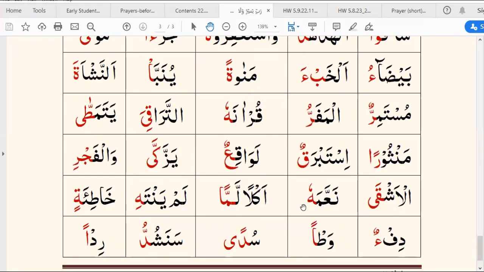Okay, now I'm going to give you rules 1, 2, and 3. So changing fatha dhamma kasra into a sukoon. And we're going to read this one as it is, please. Lam yantahi. Yes. And how would it be read in waqf? Lam yantah. Very good, mashallah.